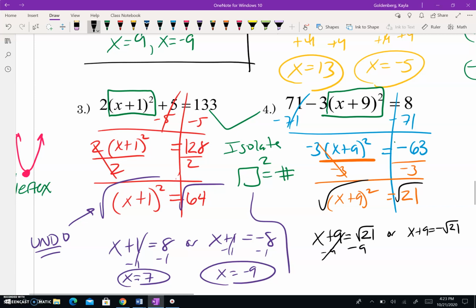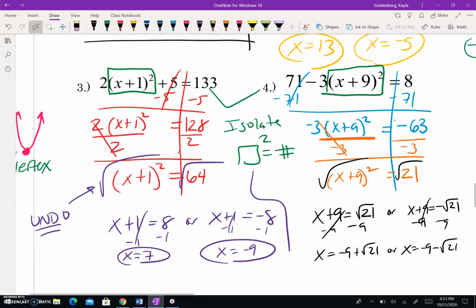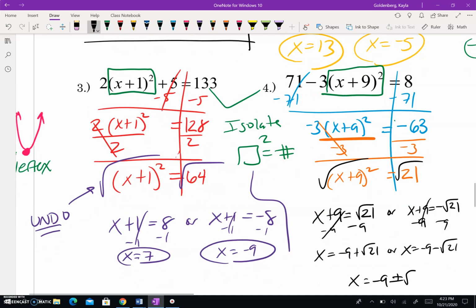I can't break it down into something times the perfect square. So I'd probably just write it as -9 plus the square root of 21. Same kind of thing over here, or -9 minus the square root of 21. If you wanted, you could write that as -9 plus or minus the square root of 21.